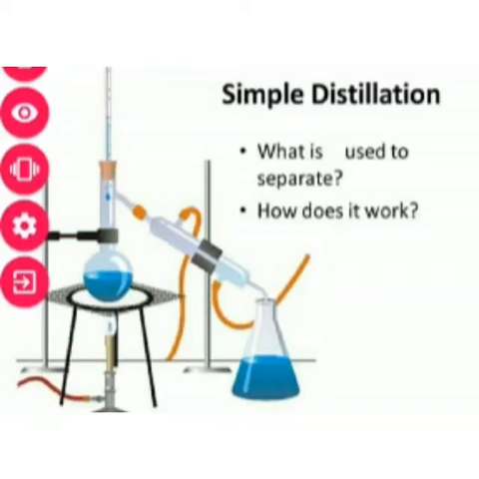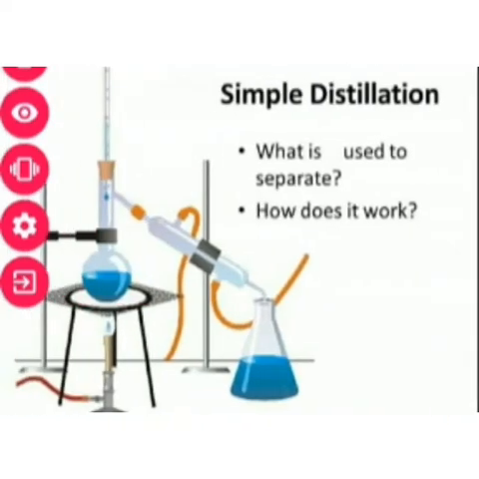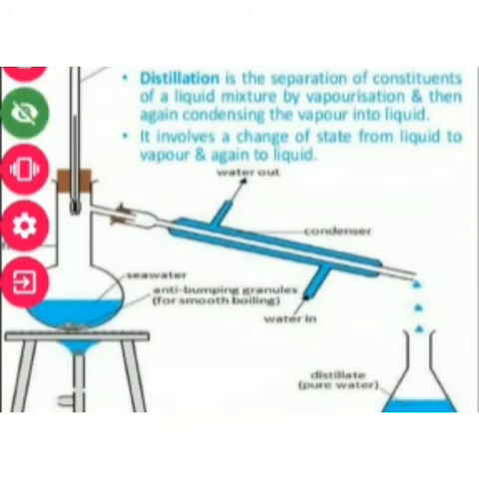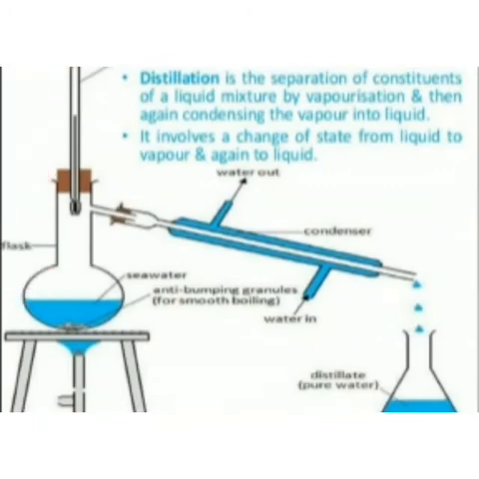Now we will discuss how we can use this process and what equipment is used here. For distillation, we do this type of setup in the lab. We take a distillation flask, and a thermometer we put to check the temperature. This is called a condenser, and another container which will collect the pure water. This is the whole setup.